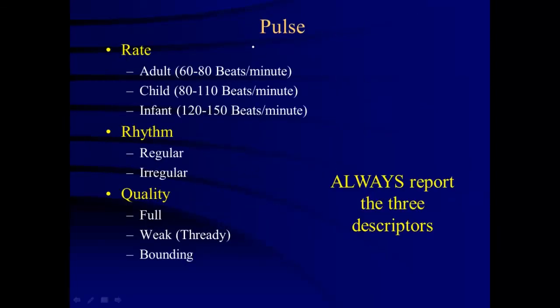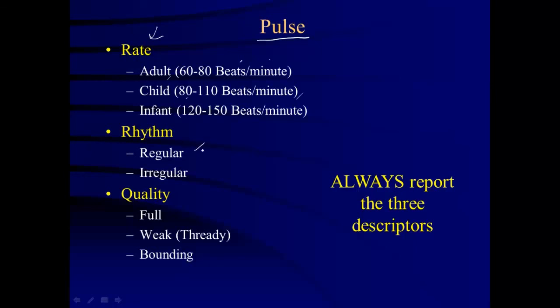So why do we care about pulse? Well, what we're going to count is the rate of pulses that we feel. Ultimately, this lets us figure out how many times in a minute the heart is squeezing. So we calculate it in beats per minute, the number of pulses that you feel per minute. You assess the rate. In an adult, normal is around 60 to 80, in a child, 80 to 110, and in an infant, you're all the way up at 120 to 150.